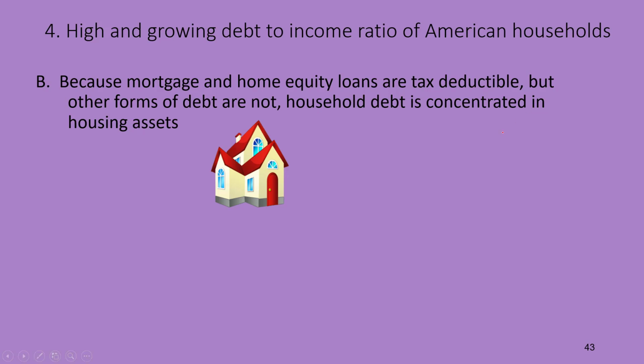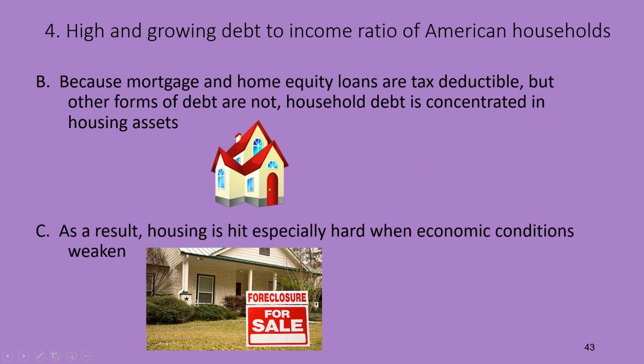So when the value of their homes fall and they're unable to make these mortgage payments, right, then the housing market is going to be hit especially hard when these economic conditions started to weaken, right? So again, this is a reason why you had this housing crisis at the same time that you had this financial crisis, right? Again, people were just taking out mortgages that were way too big, partly because they were encouraged to do so through these government regulations, and again, the Fed's mistiming of monetary policy, right?